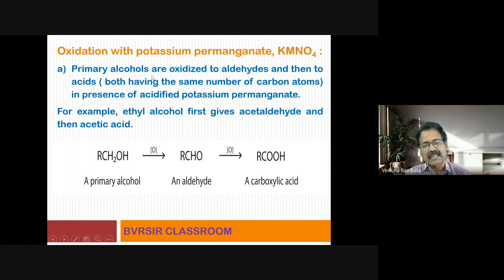Now, how do primary alcohols get affected by potassium permanganate solution? Primary alcohols are first oxidized to aldehydes and then to carboxylic acids. What is important is that both the aldehyde and the carboxylic acid have the same number of carbon atoms. There is no difference. In which form are we taking this potassium permanganate? In acidic form, dissolved in, for example, sulfuric acid. For example, ethyl alcohol first gives acetaldehyde and then acetic acid. RCH2OH, a primary alcohol; RCHO, an aldehyde; RCOOH, a carboxylic acid. The alcohol first gets converted into an aldehyde having the same number of carbon atoms, then into a carboxylic acid again having the same number of carbon atoms. So this is the sequence as far as primary alcohols are concerned.